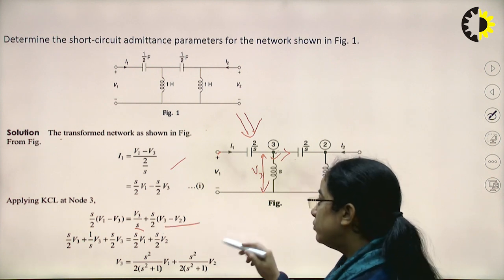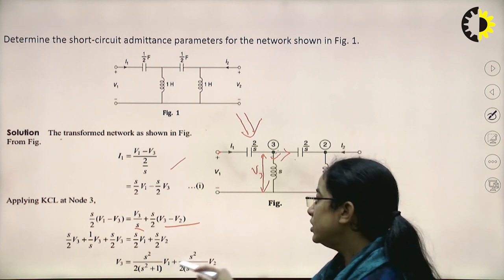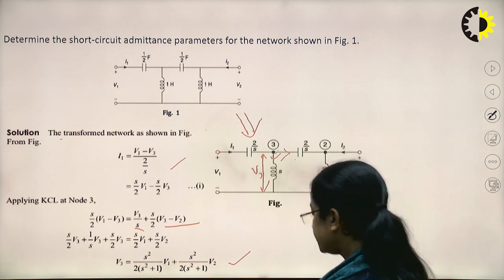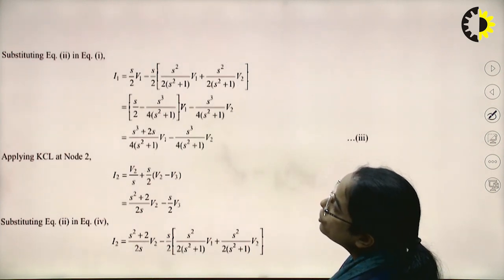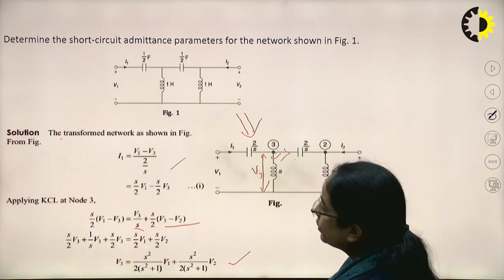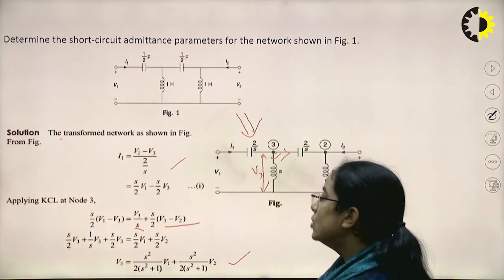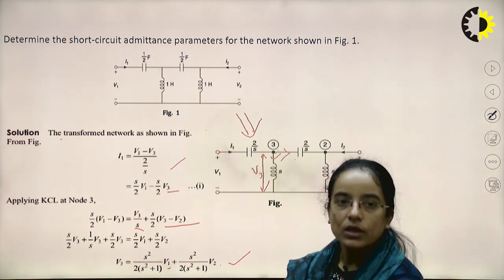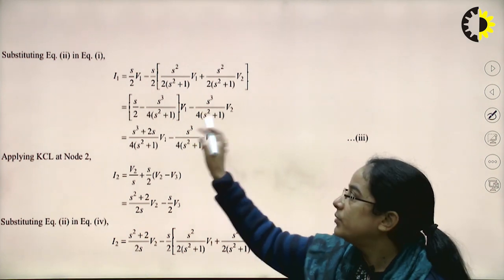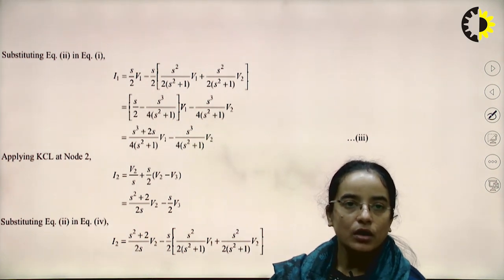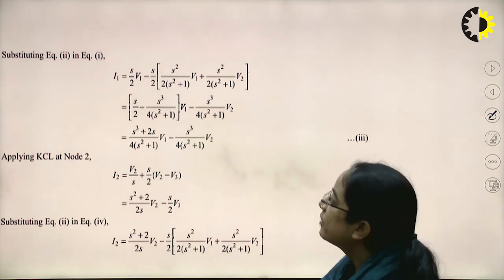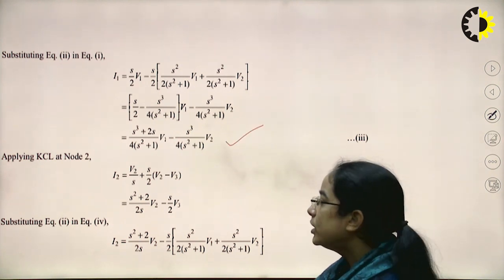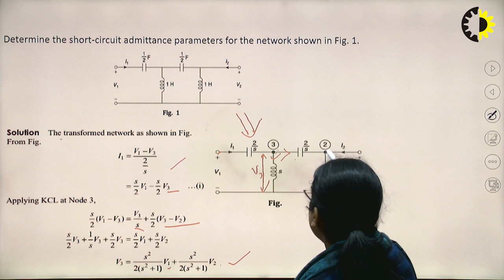Now if we solve this, we get V3 in terms of V1 and V2. This is equation 2. Now if we substitute equation 2 in equation 1, where V3 is present, V3 can be replaced in terms of V1 and V2. After simplifying, we have I1 in terms of V1 and V2. Similarly, we need to apply KCL at this node.